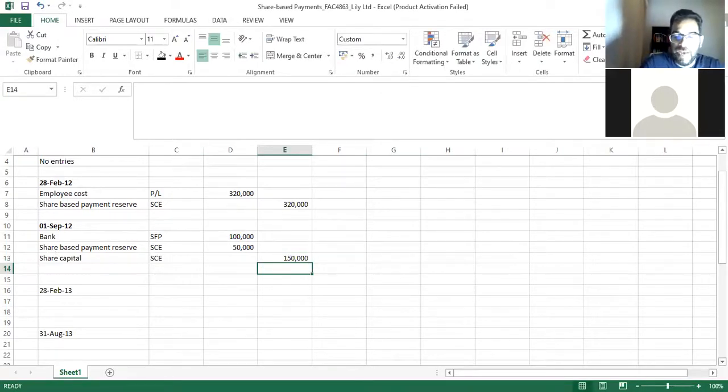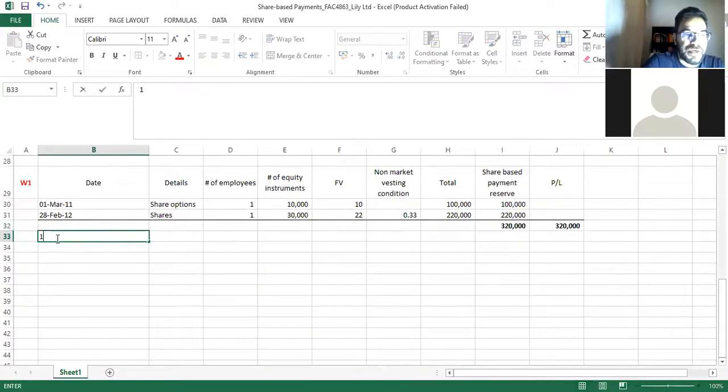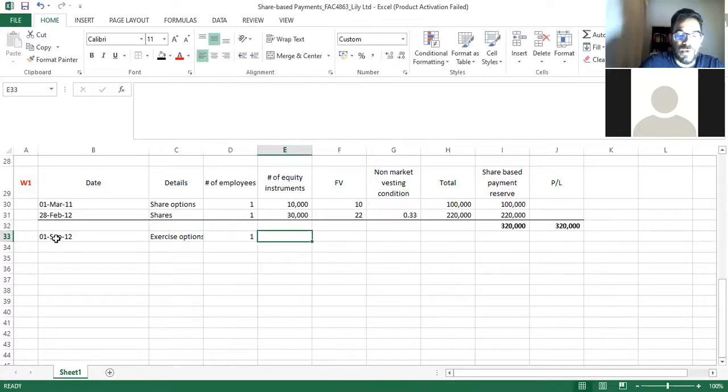So if we want to update this over here, on 1 September 2012, she exercised options. Still one employee. How many options were exercised? How many equity instruments? 5,000.